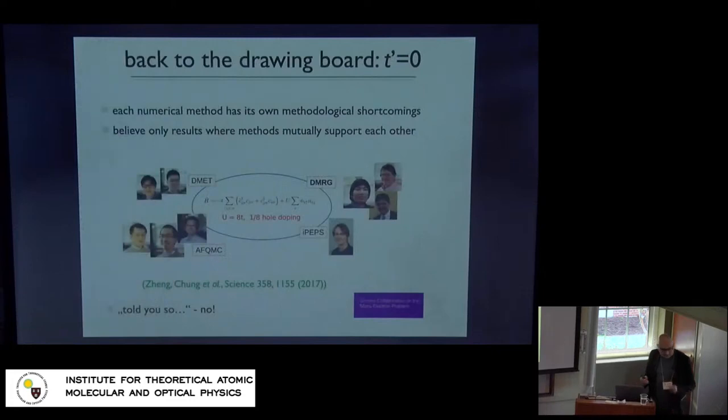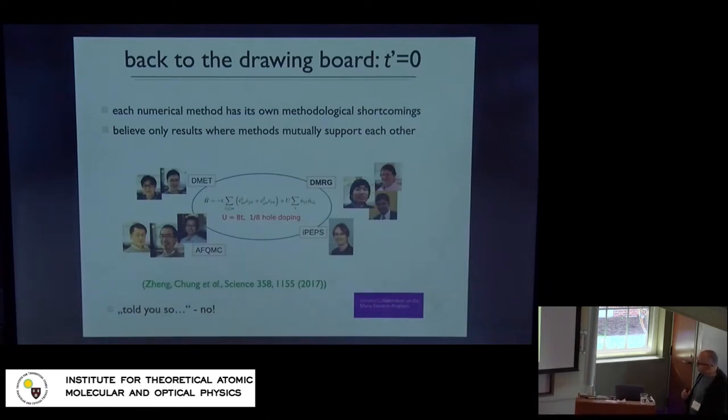And so I think this was an idea which originated a couple of years ago, that we simply have to go back to the drawing board, because there have been, of course, lots of numerical studies about the Hubbard model, and each of these methods has its own shortcomings. And we come to this idea of the handshake, which Antoine has been talking about a lot, which is that in the past you thought that your method had the better results because you did it. So we should really move to the point where we should only believe results where the methods really mutually support each other.